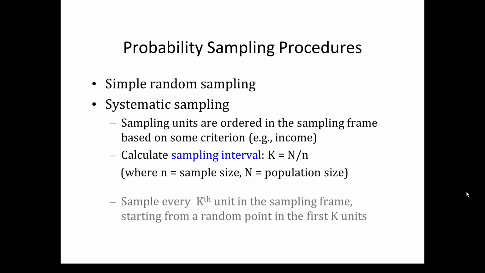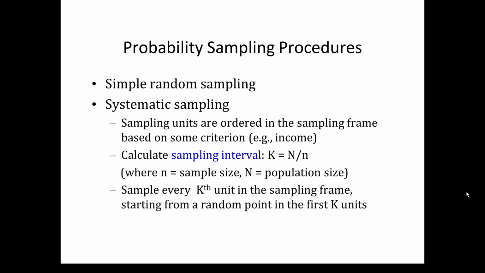We pick a random number between 1 and k and use that as a starting point for sampling. Then we pick every kth unit after the starting point until we come to the end of the list. For example, let's say k equals 20, and we draw a random number between 1 and 20 and get 16. So we sample the 16th unit, the 36th unit, the 56th unit, and so on until we run through the list. We will then end up with the desired sample size.